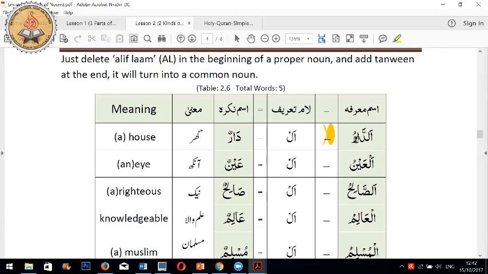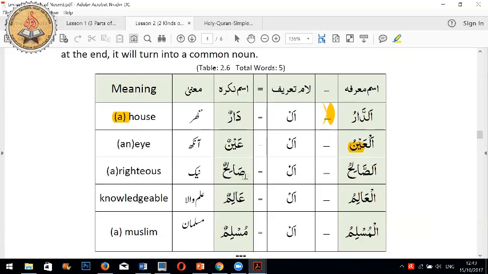When we remove alif lam from the word ad-dar, the original tanween comes at the end. Ad-daru means the house. Now if we remove alif lam, what is left? House. And a in the bracket is understood because of tanween, that this is a house. Al-ainu, the eye. Remove alif lam, what is left? Ainun. This ainu has one dhamma; we add another dhamma and it becomes tanween, ainun, and in brackets an eye because of tanween.